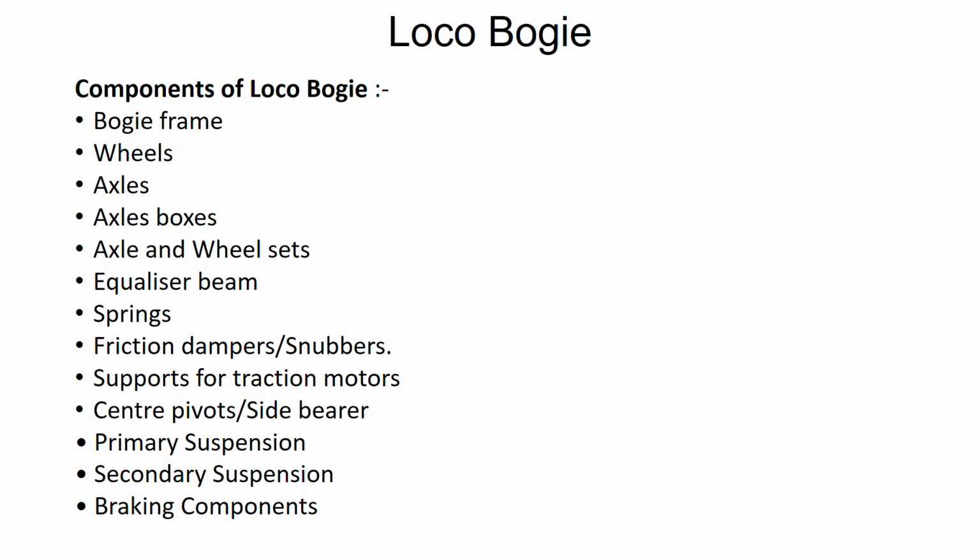Now we come to the next topic, the components of the loco bogie. What are the components of the loco bogie? The components are bogie frame, wheels, axles, axle boxes, axle and wheel sets, equalizer beam, springs, friction dampers or snubbers, supports for traction motors, center pivots, side bearers, primary suspension, secondary suspension and braking components. These are the components of a loco bogie.